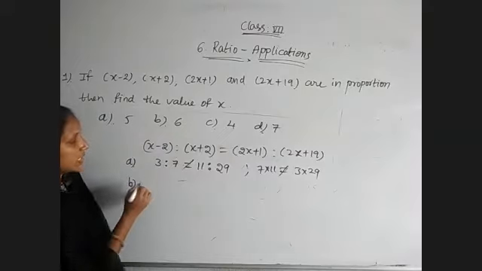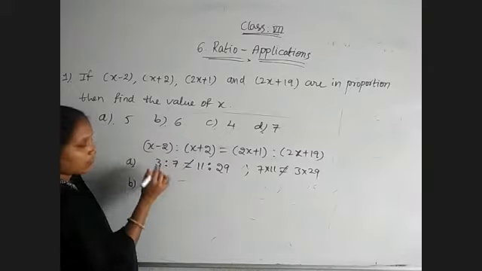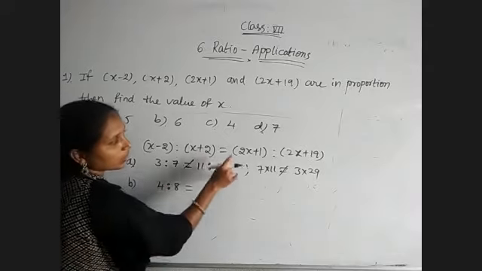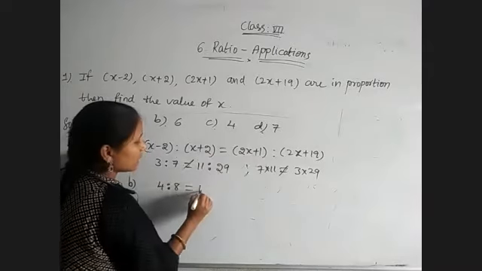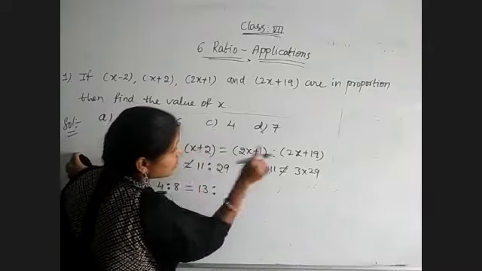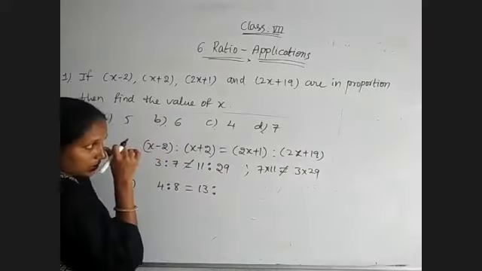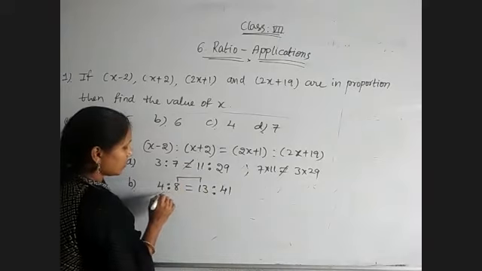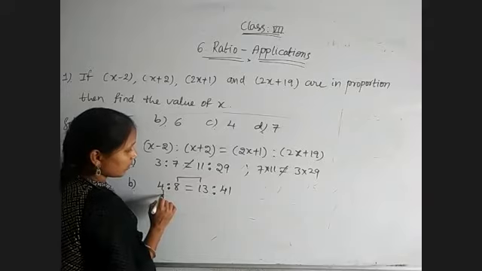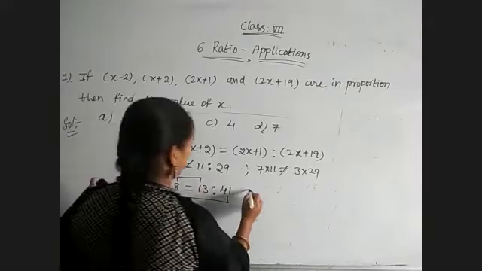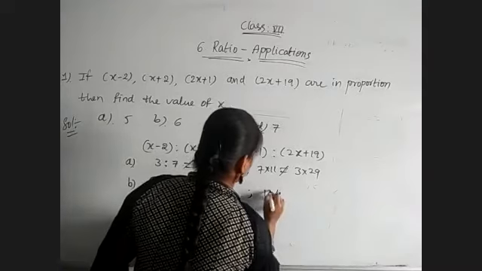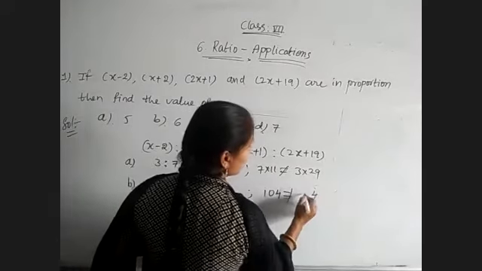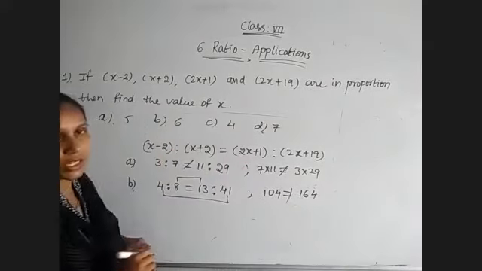And second option, 6 is there. 6 minus 2 will get 4 is to 6 plus 2, 8, is equal to 2 sixes are 12, 12 plus 1 is 13, is to 2 sixes are 12, 12 plus 19, 31... 41. Okay. Then 13 into 8, 4 into 41. 13 times 8 is 104, which is not equal to 41 into 4. 4 ones are 4, 4 fours are 16, 164. So both are not equal.